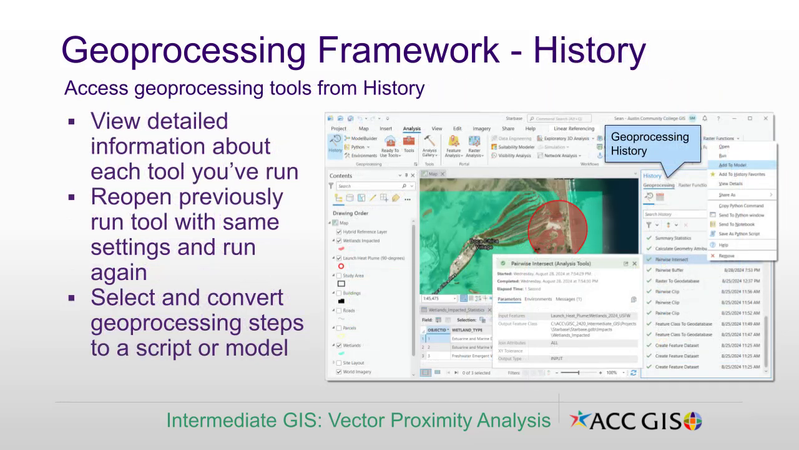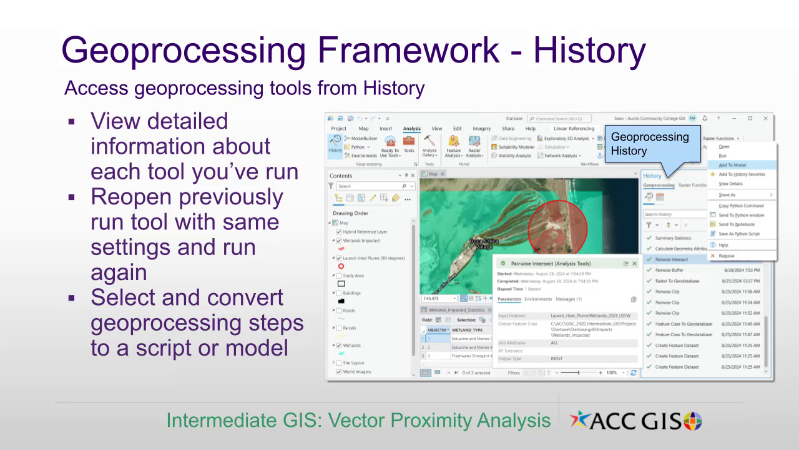Last, we can access geoprocessing tools from history. History is accessible on the far left-hand side of the analysis ribbon, and when you click it, it lists each geoprocess that you've run as a part of this project. And if you click on any of the tools, you can view the detailed information about that tool that you've run. You can also reopen the tool and run it again with the same settings or even change a couple of settings. It's a great way to iterate through when you're trying to figure something out. And you can also select and convert multiple tools to a script.